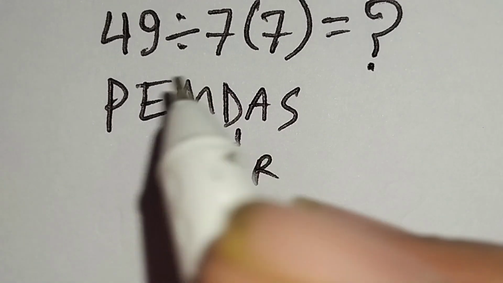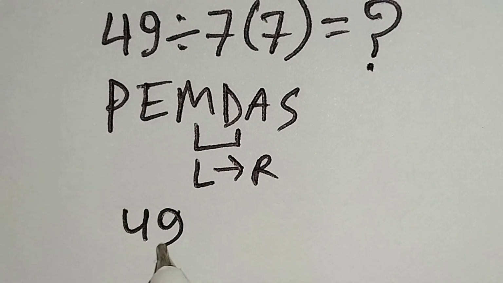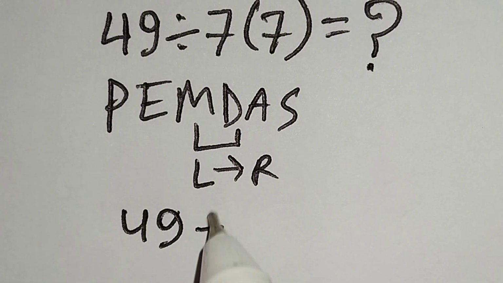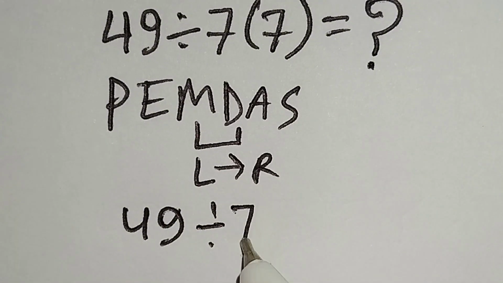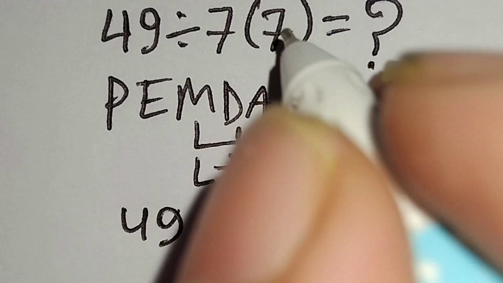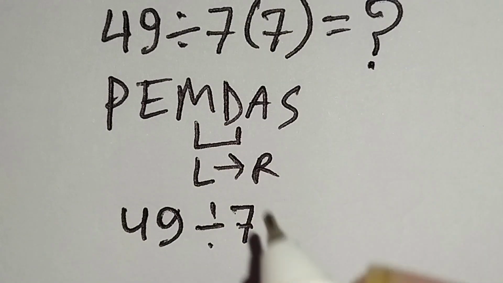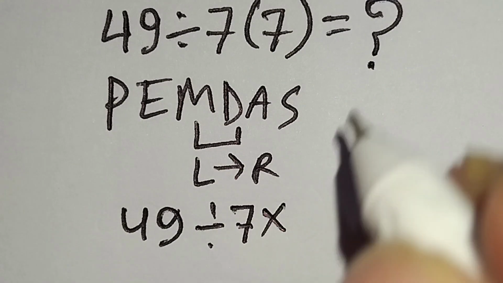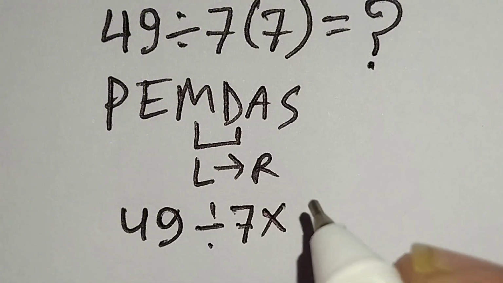Therefore here 49 divided by this 7. Now I will work with this parenthesis. Here we can write multiplication in lieu of this parenthesis. Here 7.